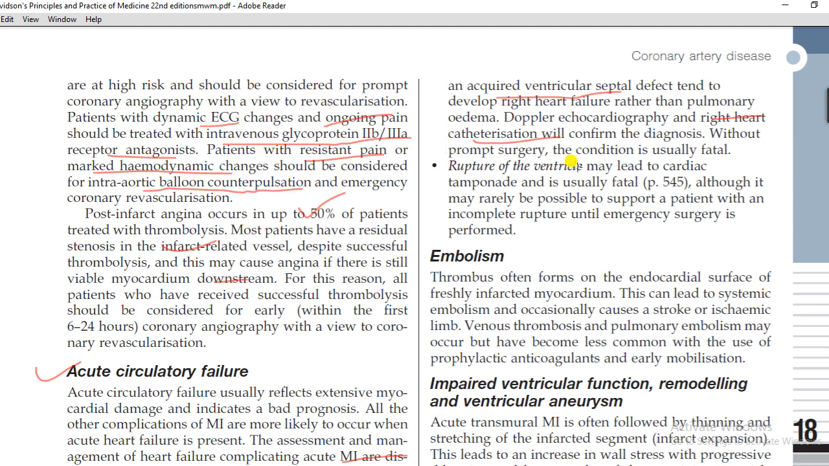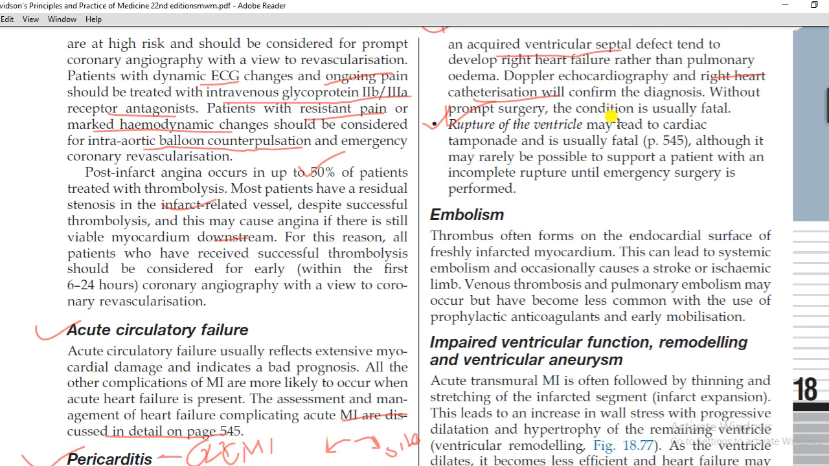Now, rupture of the ventricle. We have already talked about the papillary muscle and the septal defect. Ventricular rupture may lead to cardiac tamponade and is usually fatal. Cardiac tamponade basically means accumulation of blood within the pericardium, around the myocardium. It is usually fatal, although it may rarely be possible to support the patient with an incomplete rupture until emergency surgery is performed.